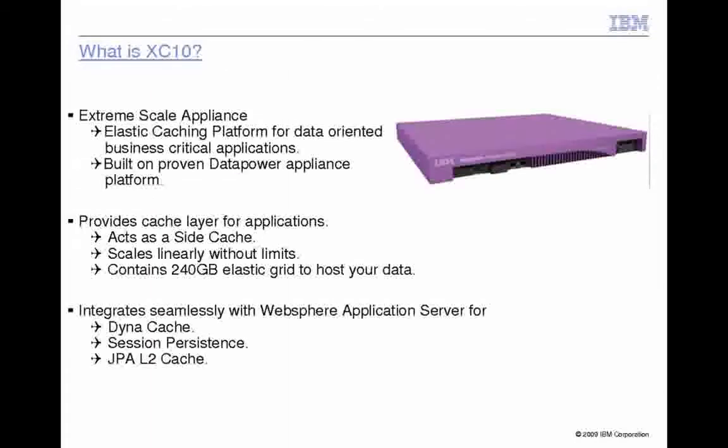So moving on to the next slide, slide number 3. XC10 appliance is a purpose-built, easy-to-use appliance designed for simplified deployment and hardened security at the caching tier of your enterprise application. It provides a caching platform that is elastic in nature for your business-critical applications. It contains a data grid that can host data that is as big as 240 GB.